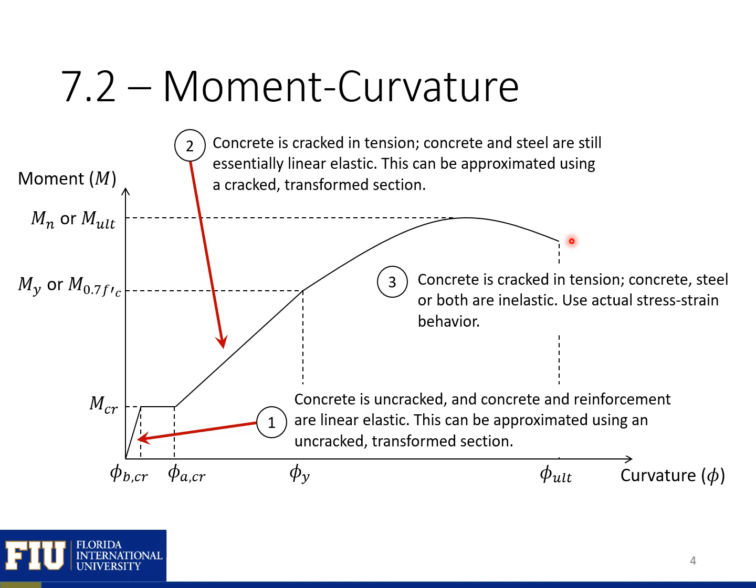We can use the uncracked transformed section properties in our initial linear elastic uncracked section. Then we can use our cracked transformed section properties when we are in this second linear elastic zone where our concrete's cracked but our steel isn't yielded yet. And then, like I said, we either need to use the actual stress strain behavior or some other approximation after we have yielding of our steel.